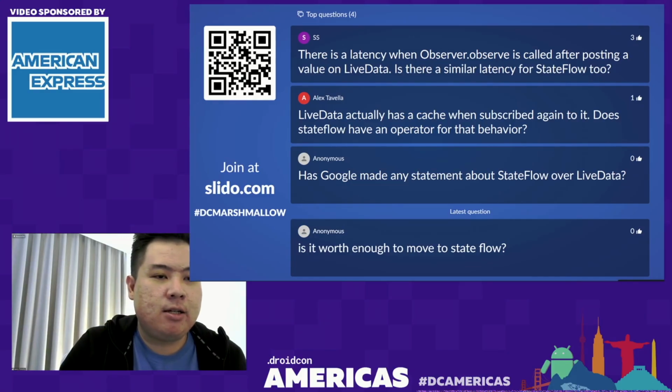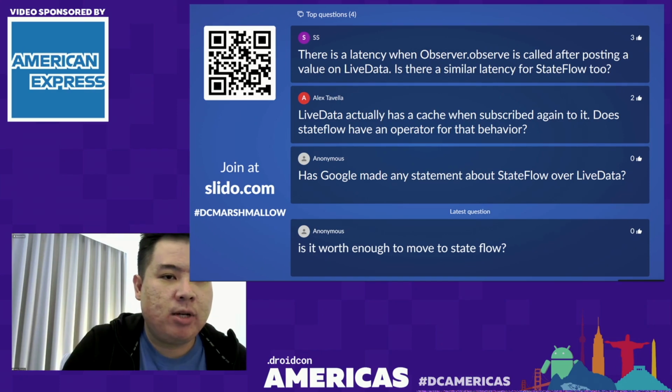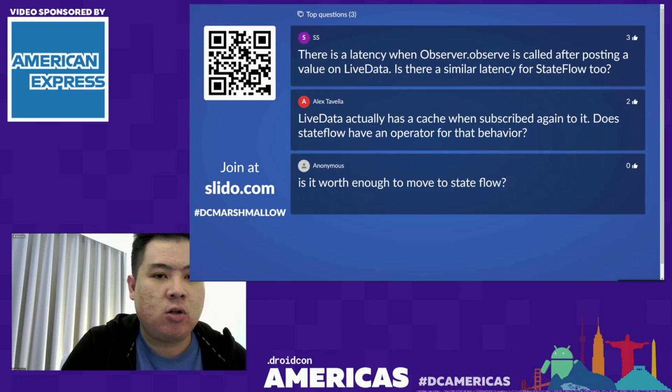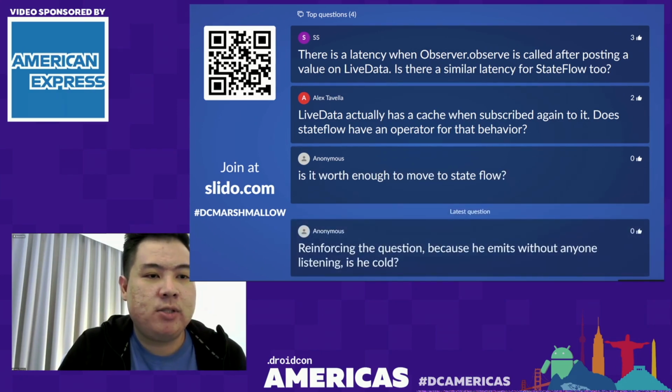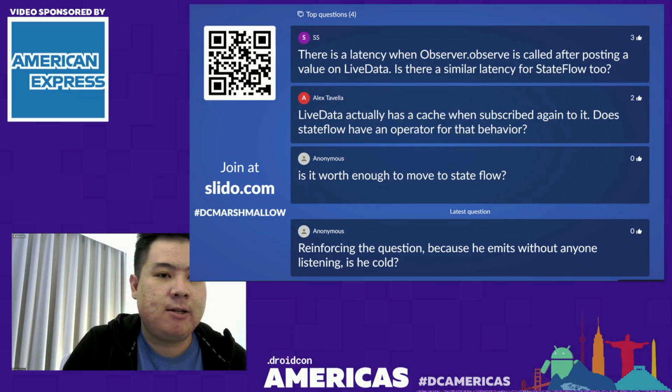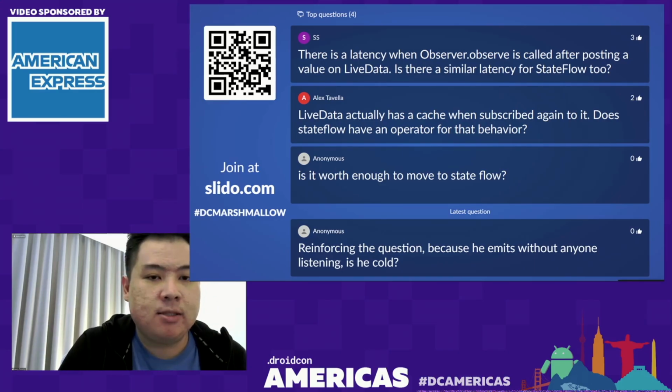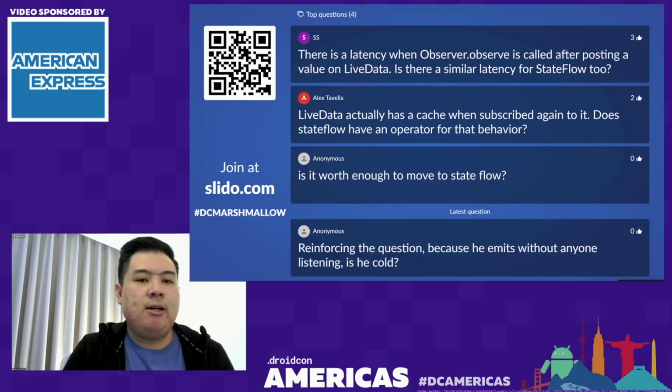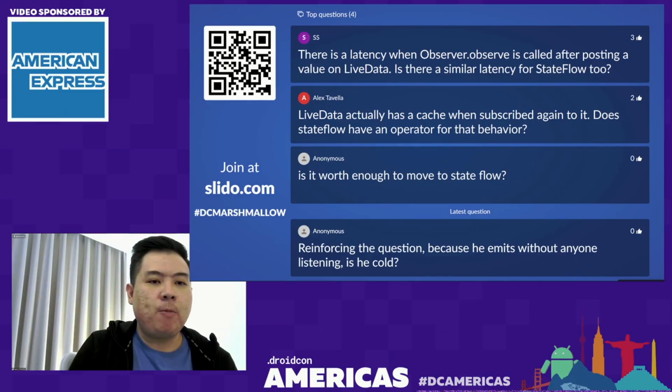Okay, the next question is: there is a latency when observer.observe is called after posting a value on live data. Is there a similar latency for StateFlow too? Latency, yes.